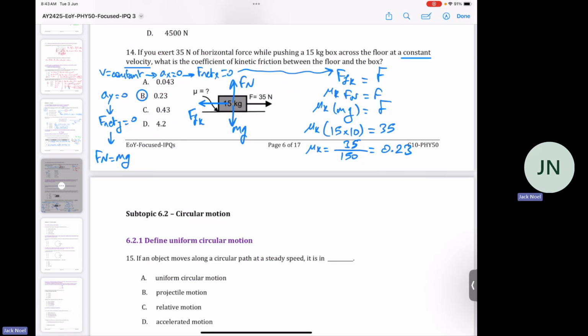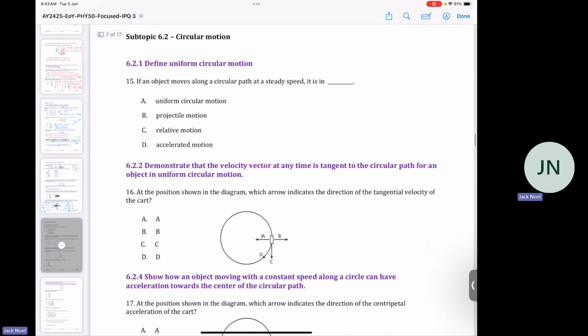Now we go to the definition of circular motion. They said that if an object moves along a circular path at a steady speed, meaning uniform, and circular path is nothing but circular. So the answer should be A, right? There is nothing to be thought of. It's easy. Circular path, steady speed, so uniform circular motion.